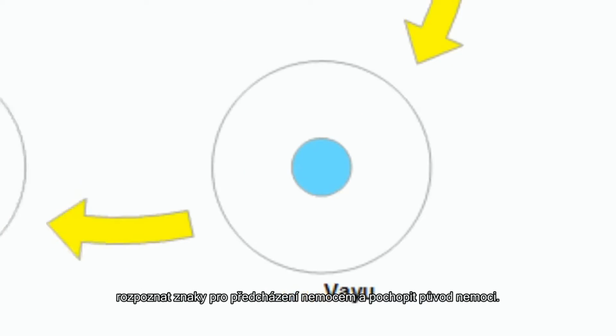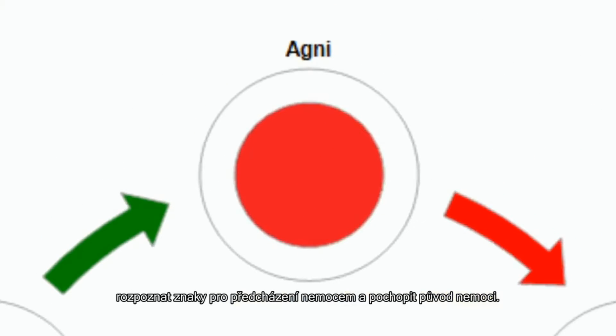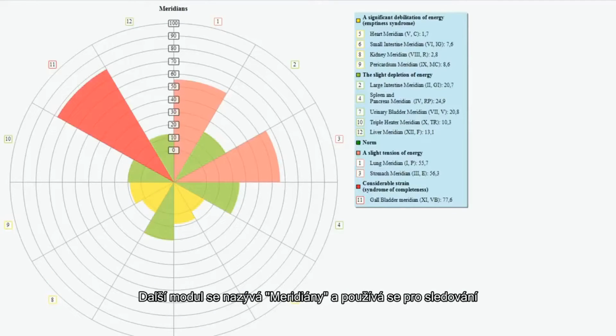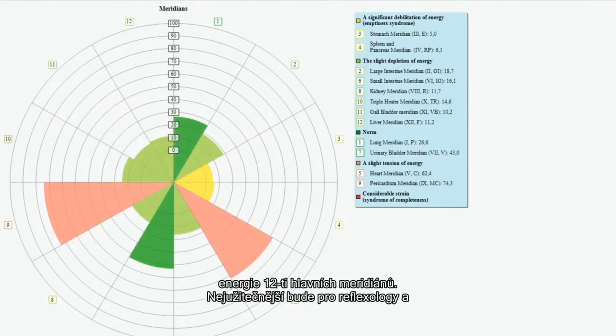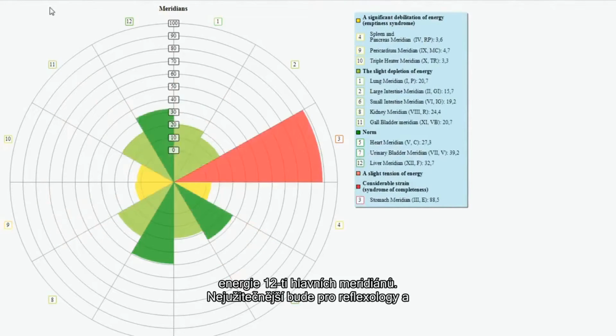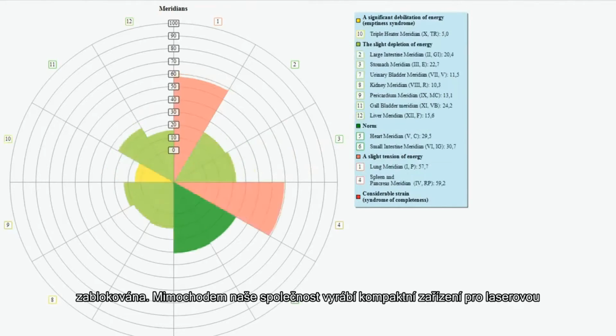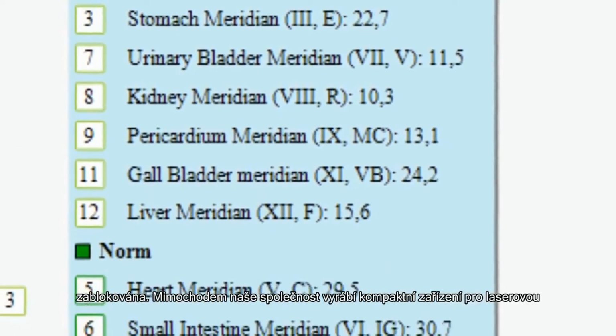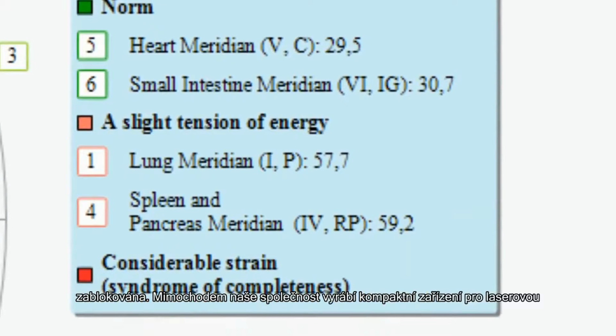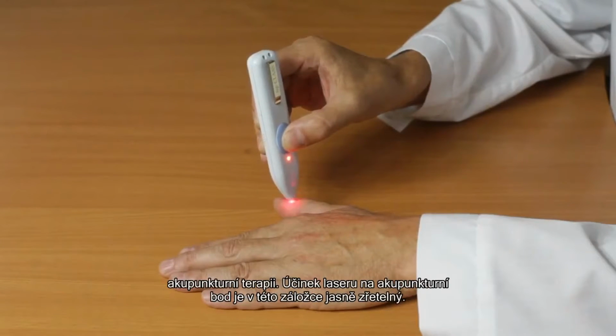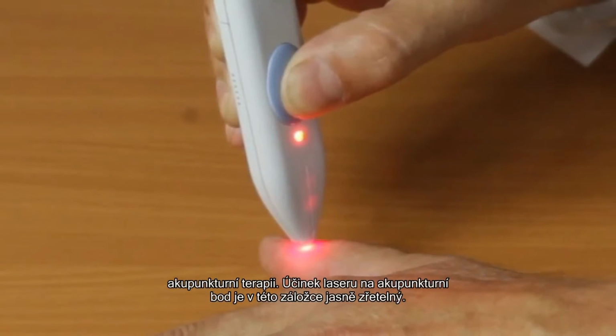It is very important to know the signs to prevent disease and for a subtle understanding of the roots of the disease. The next module is called Meridians. It is used for monitoring the energy of the 12 main meridians. It will be most useful for reflexologists and acupuncturists to help them find the proper locations where the energy is blocked. By the way, our company manufactures a compact device for laser acupuncture therapy. The laser effect on acupoints is clearly seen in this tab.